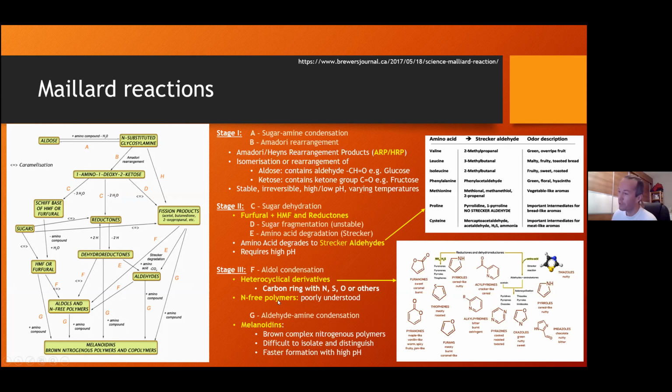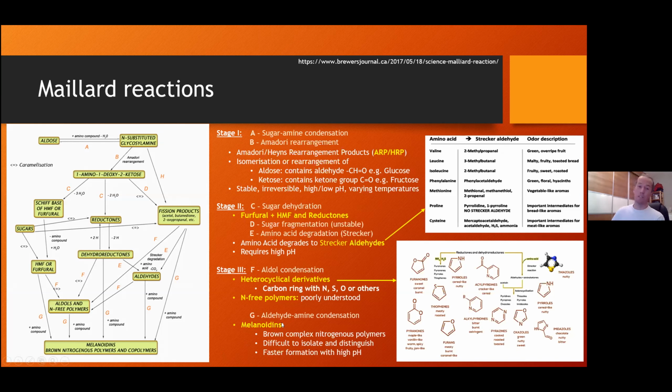The other one, the nitrogen-free polymers, are actually just your nitrogen-free version of melanoidins, which are really large, complex polymers. We don't understand them. We know there are many different types. We know they might have many different flavors, but we don't actually know how many or what they are and the variation. All we know is that they are stable. So these last three in stage 3, these are really your stable products that you get out of the Maillard reaction.